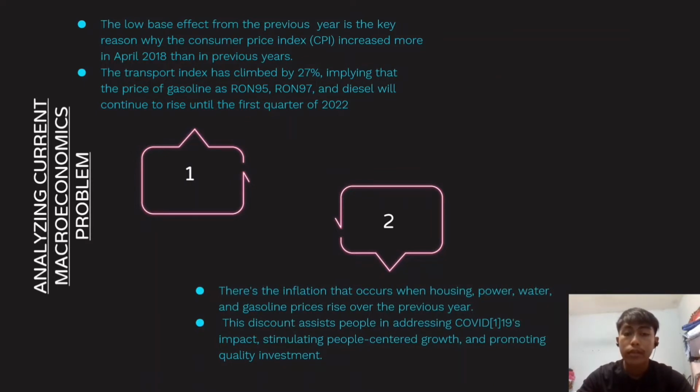According to the data, the transport index has climbed by 27%, implying that the price of gasoline such as RON 95, RON 97, and diesel will continue to rise until the first quarter of 2022. This will result in higher inflation and slower economic growth because of the rising cost of raw materials. Public transportation such as taxis and buses will charge the customer more.